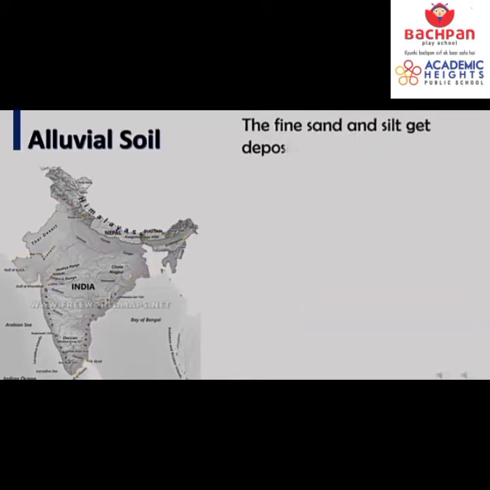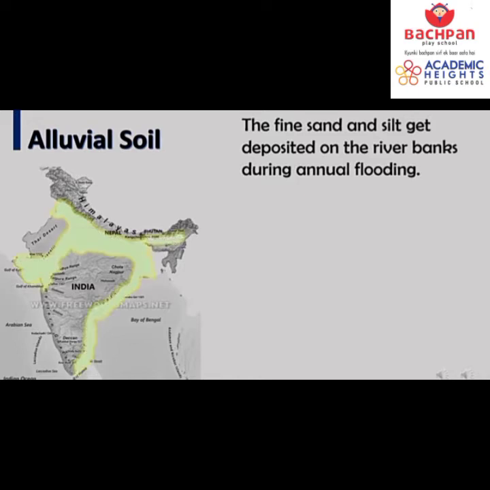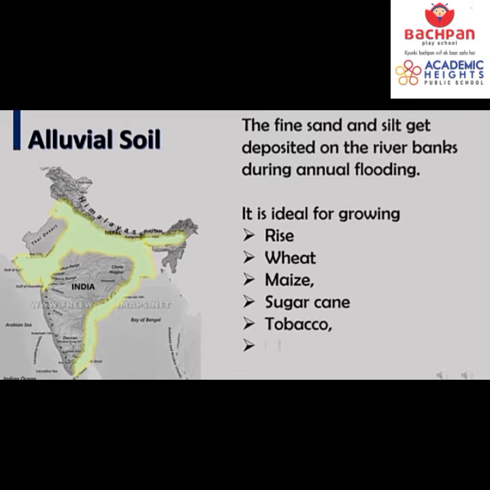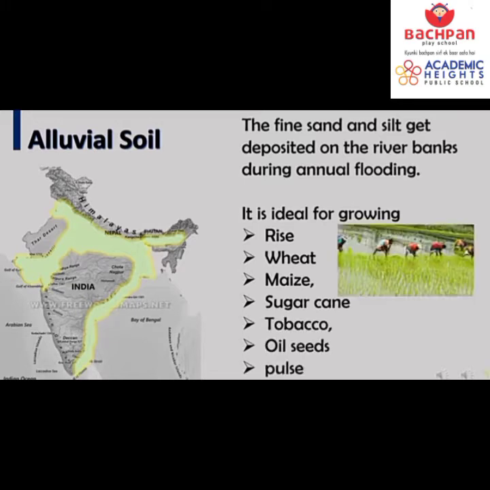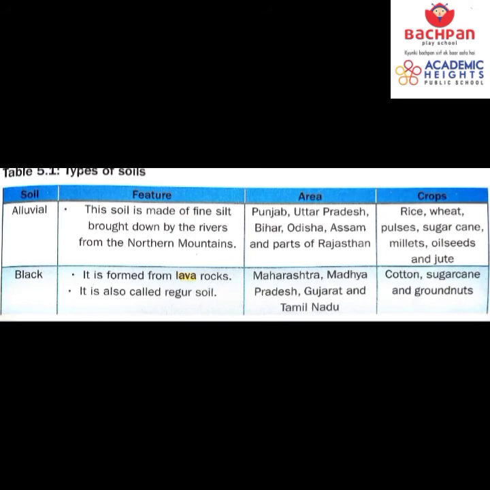Alluvial soil is made of fine silt brought down by the rivers from the northern mountains during the annual flooding. It is ideal for growing rice, wheat, pulses, maize, sugarcane. Students, do remember, this alluvial soil is found in Punjab, Uttar Pradesh, Bihar, Orissa, Assam and some parts of Rajasthan. Do remember, it is really a very fertile land.